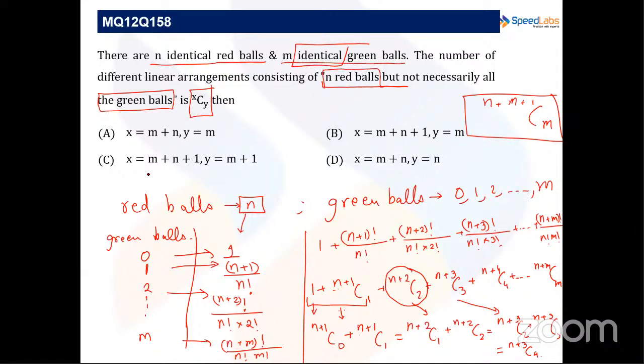So the value of x will be n+m+1, and the value of y should be m. So the correct option is option B. Good.